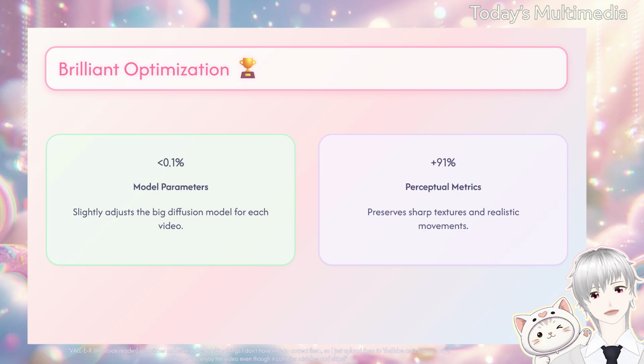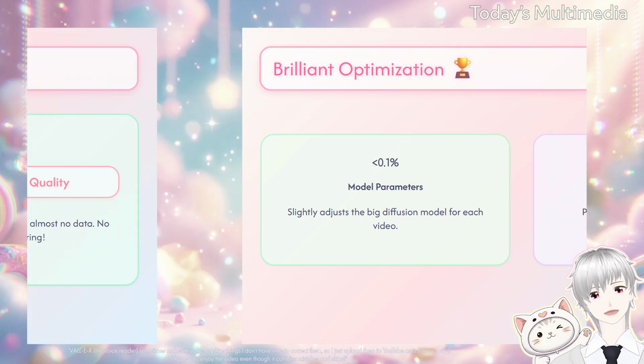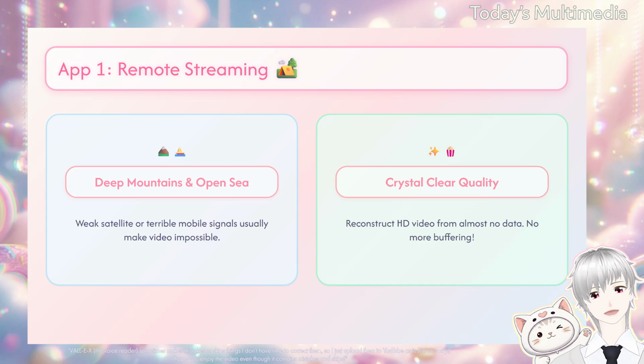They measured this using perceptual metrics, and the improvements were massive, showing up to 91% better scores in some areas. Now, let us talk about how this incredible technology could actually be applied in our everyday lives. I have thought of case-specific application examples that show just how much of an impact this could have.